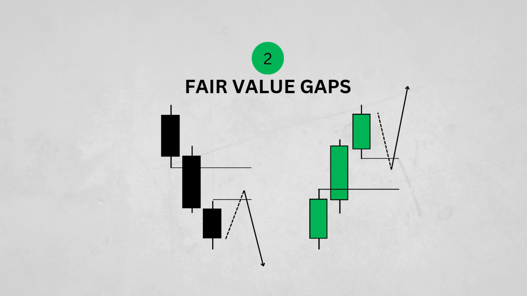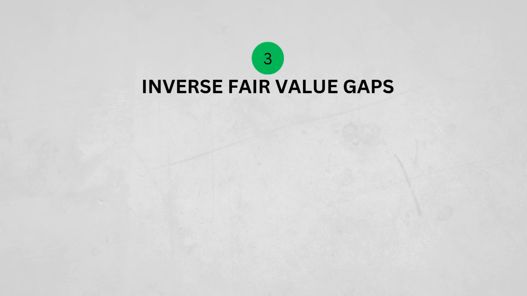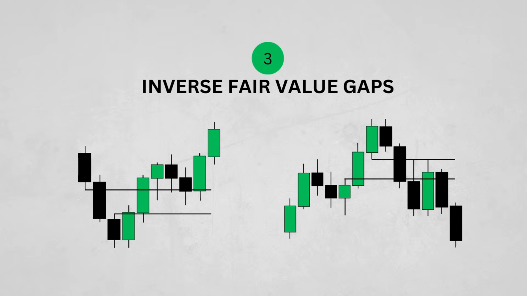And the last concept we're going to talk about is inverse fair value gaps. Inverse fair value gaps occur when price closes above a fair value gap in a bearish scenario or below a fair value gap in a bullish scenario. When this happens, that fair value gap becomes an inverse fair value gap because price has actually inversed it. Now, since it has become an inverse fair value gap, price would most likely retest that area before continuing in the new direction.